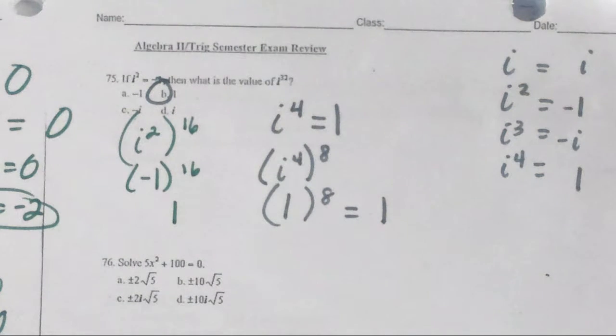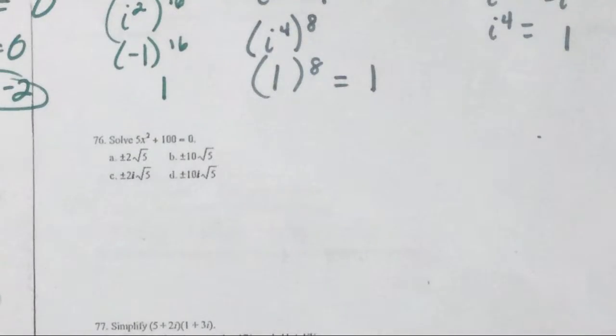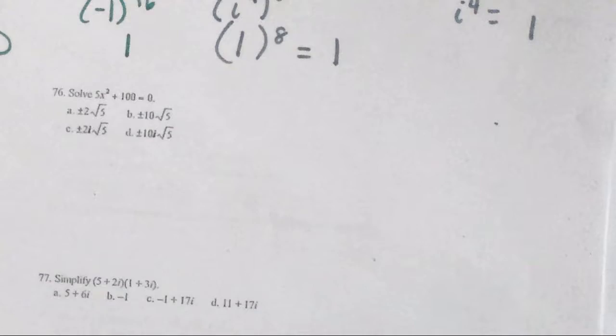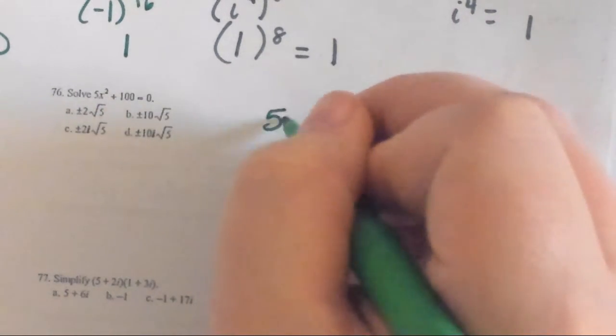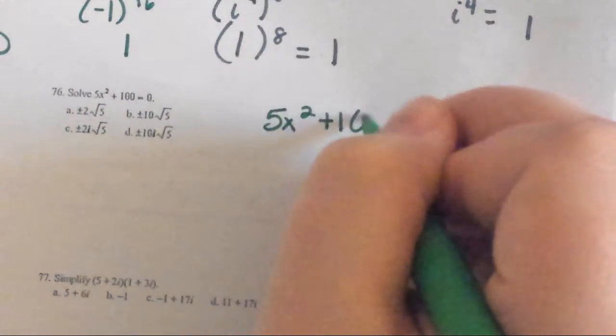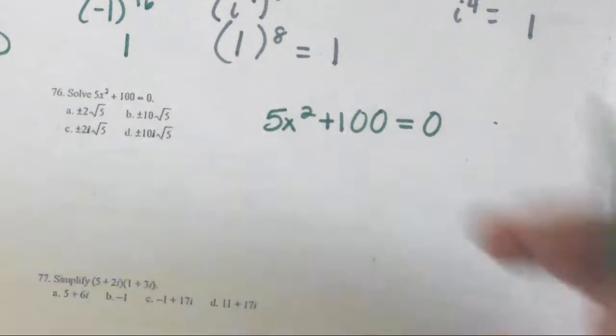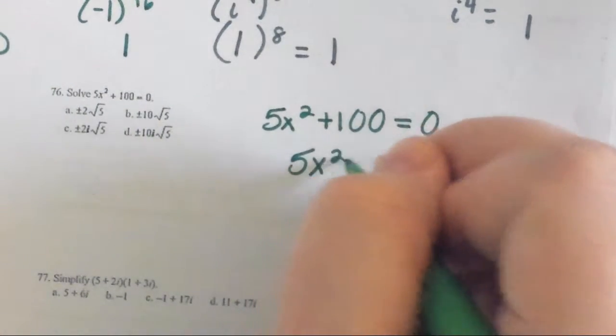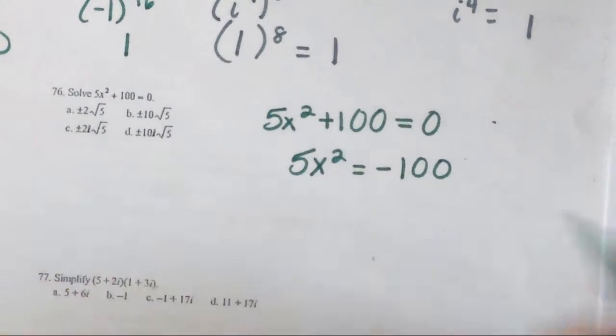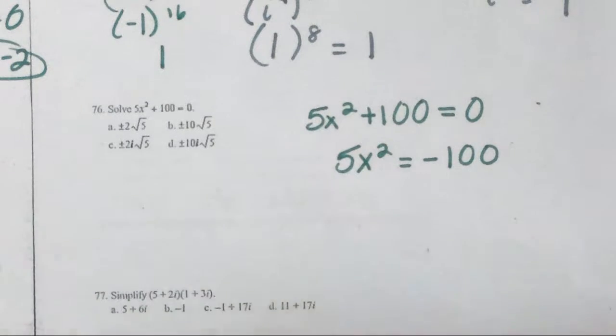Okay, 76. Our next one, again, is going to deal with i. I've got to solve this equation: 5x squared plus 100 equals 0. What's the first thing I could do? I could say 5x squared equals -100. I was going to pull out a GCF to begin with, but I can do it this way too.